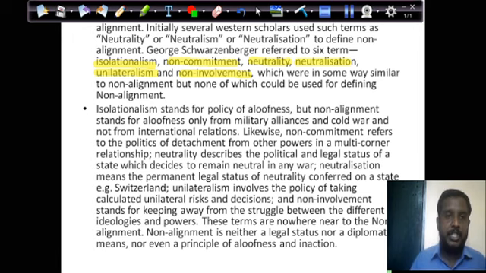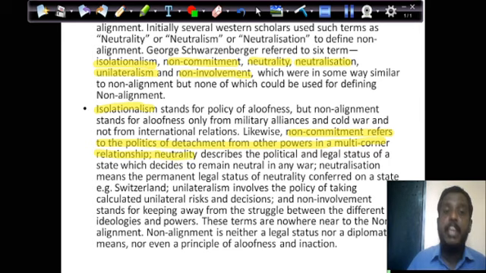If you look at isolationism, it stands for a policy of aloofness. Like we won't interfere in anything. But non-alignment is not aloofness. Likewise, non-commitment refers to a policy of detachment from others' power in a multi-corner relationship. This basically means a politics of detachment. Non-alignment is not a politics of detachment. So you cannot call it isolationism or even non-commitment.